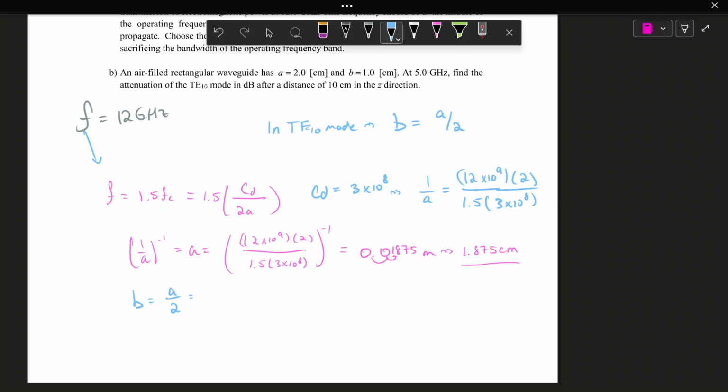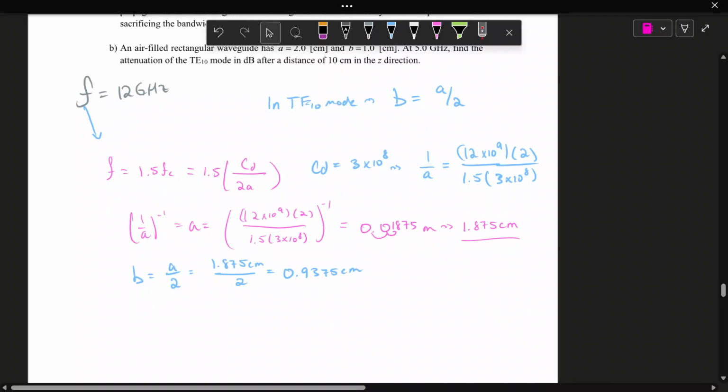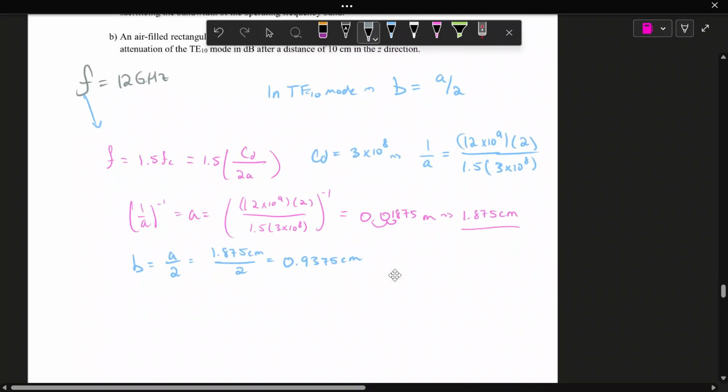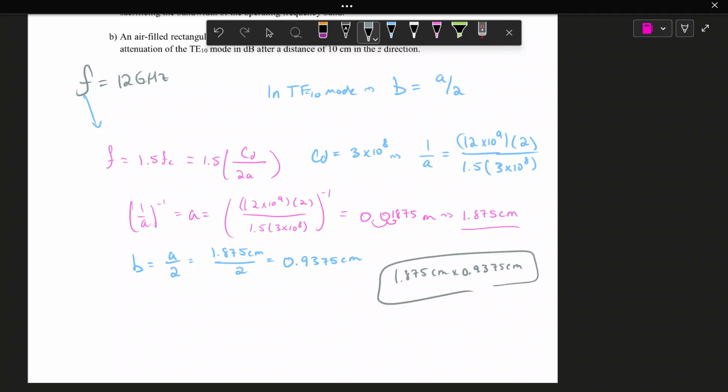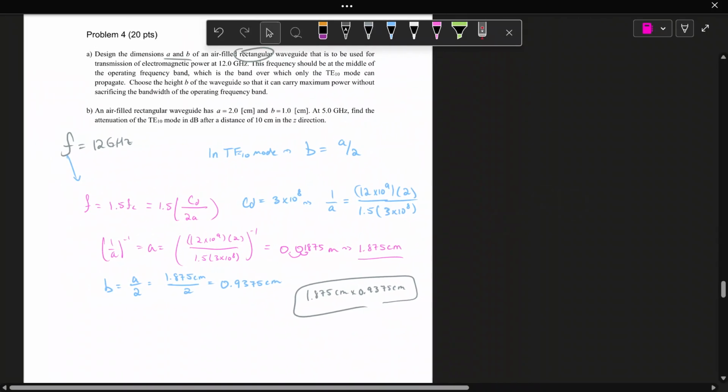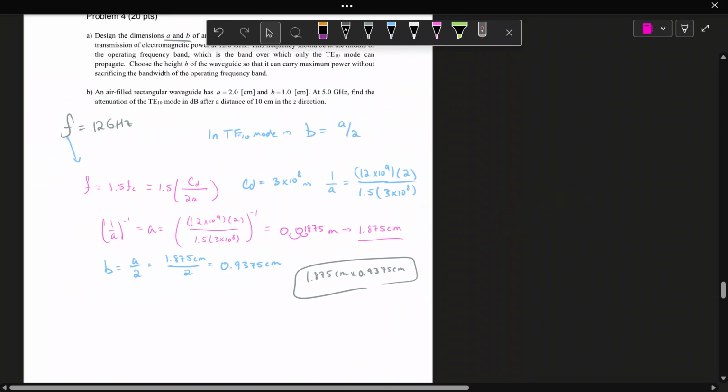This is for the TE10 mode. We get 1.875 centimeters divided by 2, and this is equal to 0.9375 centimeters. So what we're going to have is a 1.75 centimeter by 0.9375 centimeter block. That's our waveguide, our rectangular, air-filled rectangular waveguide. So that's part A, not too bad.